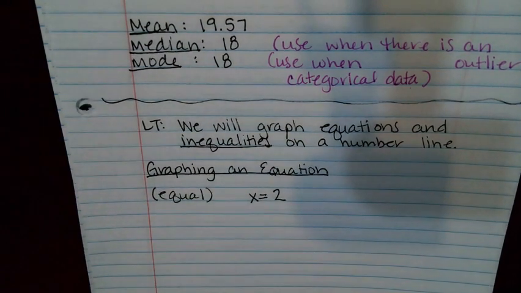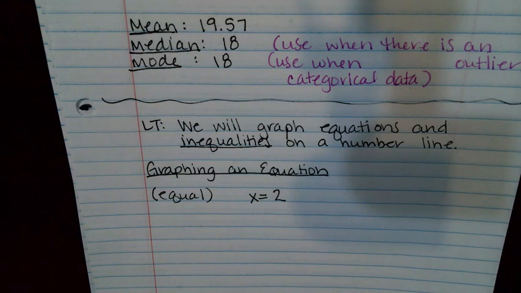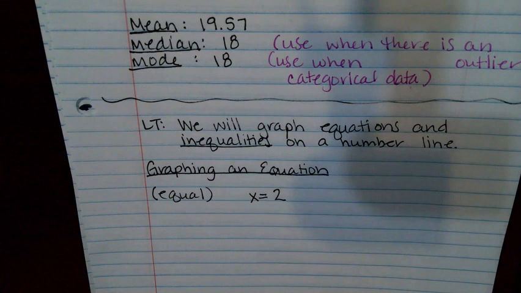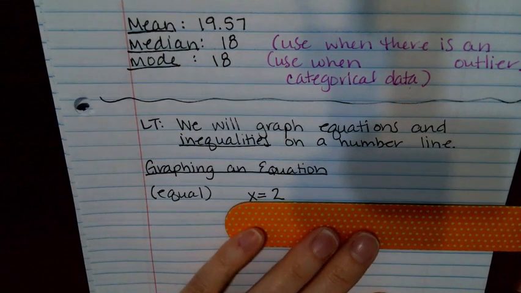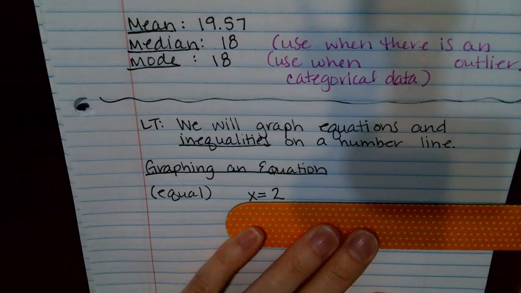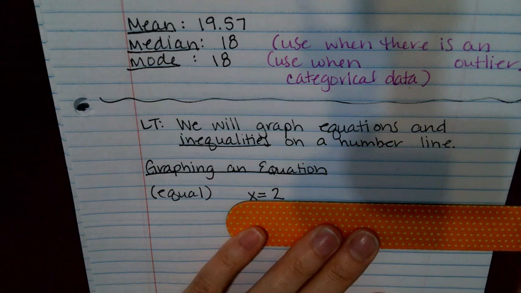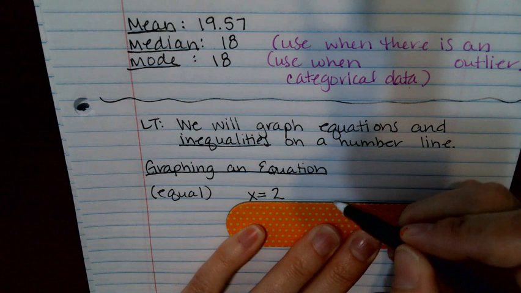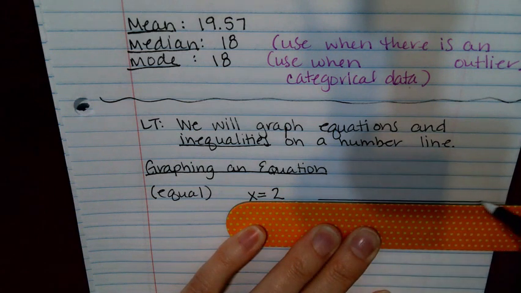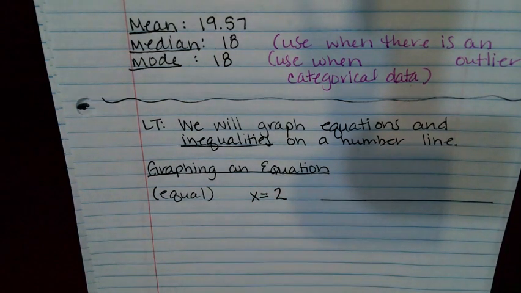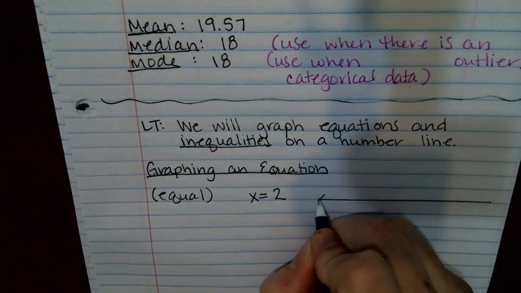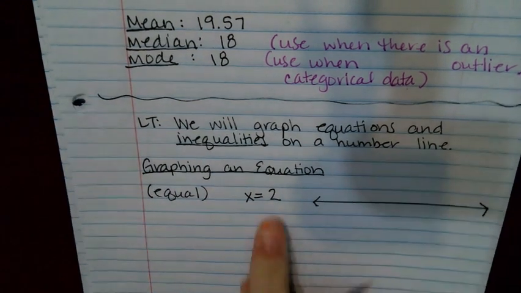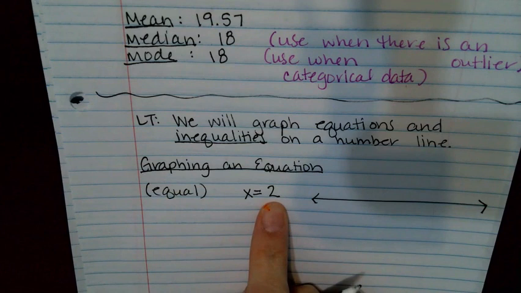If I were going to graph that on a number line, the first thing you need to do is have a ruler. Or if you don't have a ruler, you can find something straight, like the side of a book. And we're going to draw a number line. I'm going to use my straight edge and draw a line. Now, in order for it to be a number line, it has to have arrows at the end. And I have to have the number 2 in it somewhere, right?